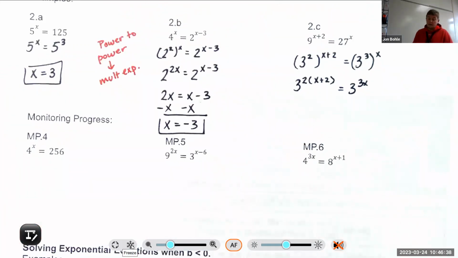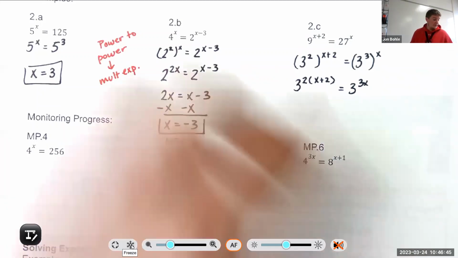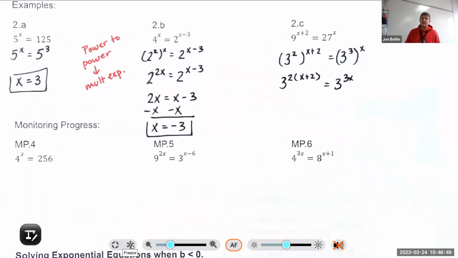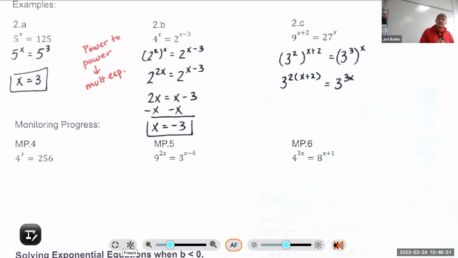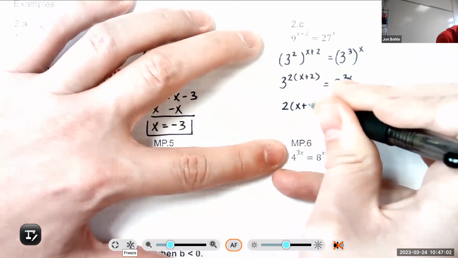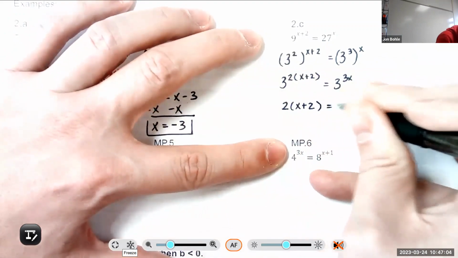And I have more problems than I normally have you do today as practice problems, like 14 of them. And, for me, I jump from here to here. If you're able to get that and understand that, that's fine. Okay. Are the bases the same now? Yes. Since the bases are the same, that means I can say the exponents are going to be the same also. So now I have 2 times x plus 2 is equal to 3x.